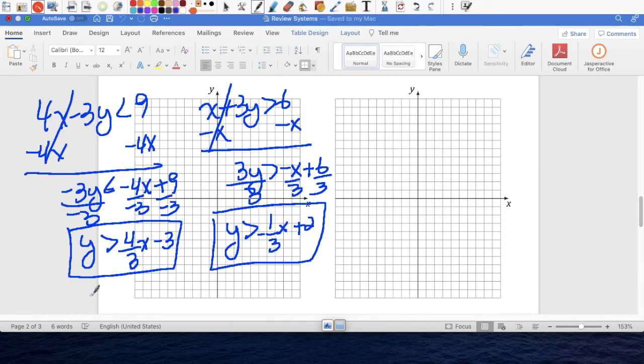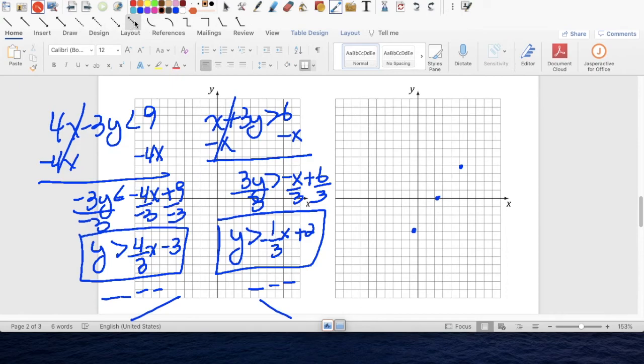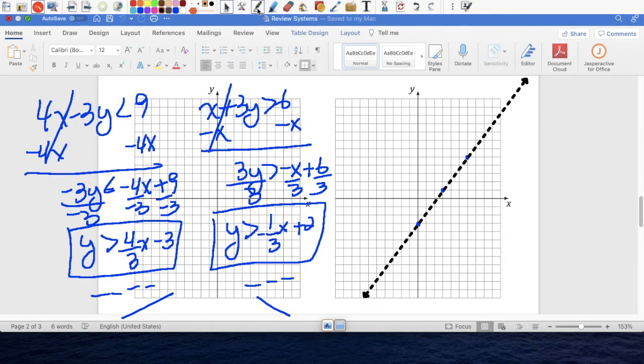We're going to use dashed lines for both. This is going to be a negative slope, and this is going to be a positive slope, just so that we know. Y-intercept is -3. We're going to go 4 up, 1, 2, 3, 4, and 3 to the right, 1, 2, 3. All right, and we're going to use dashed lines.